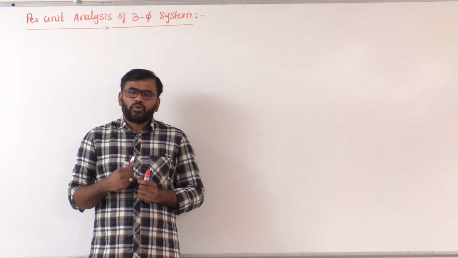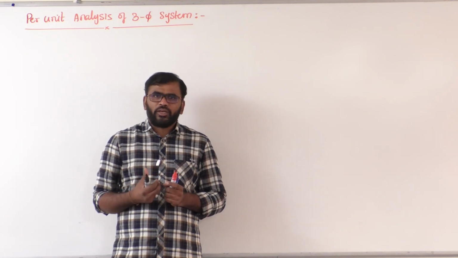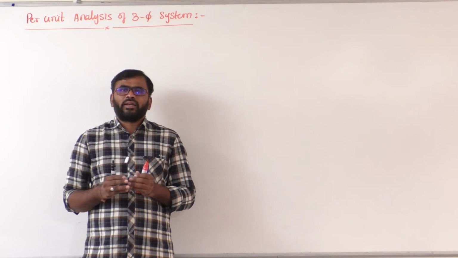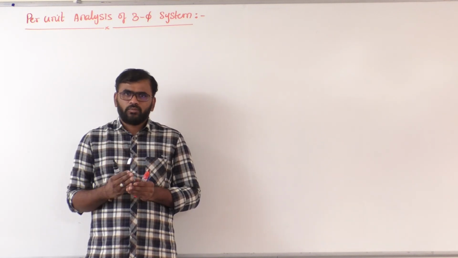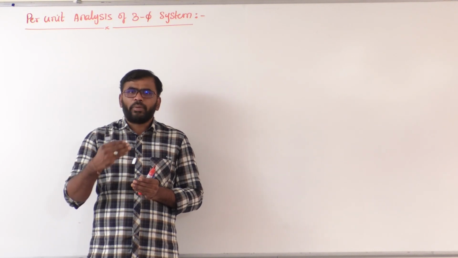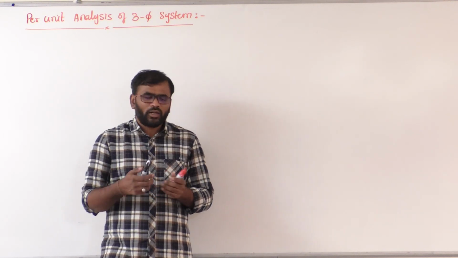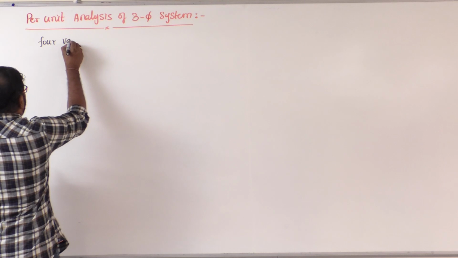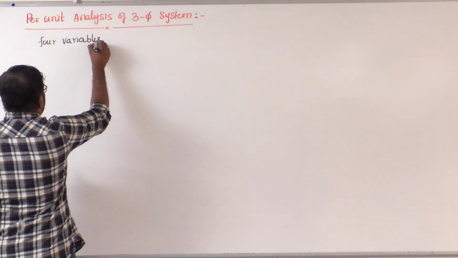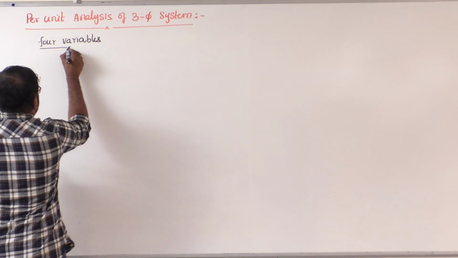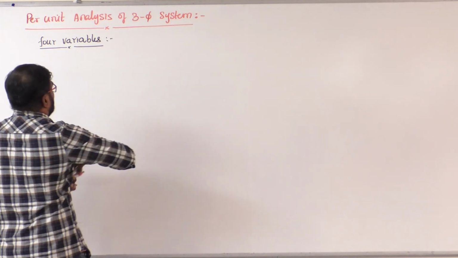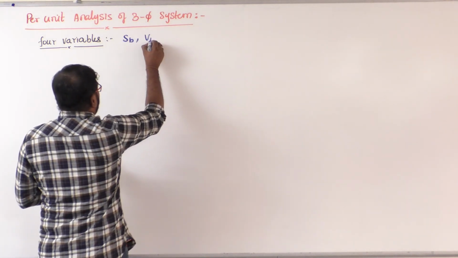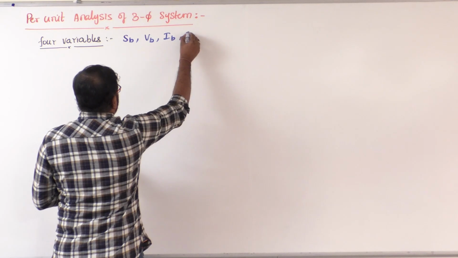Now in this lecture we will see the per unit analysis of three phase systems. It might be a single phase system or a three phase system, fundamentally we have four variables. That means we need to assign the base quantities for these four variables. What are the four variables? We already discussed them in the single phase system. The four variables are three phase apparent power base, that means simply S base, and then voltage base, current base and impedance base.